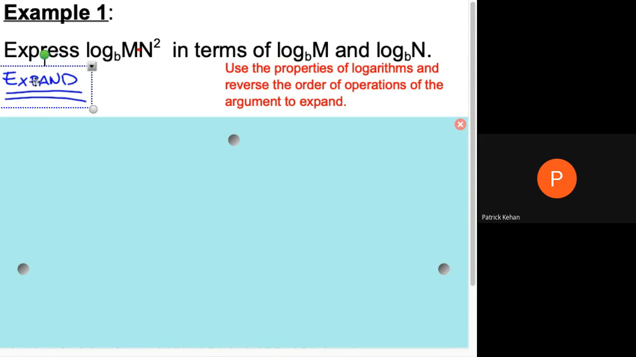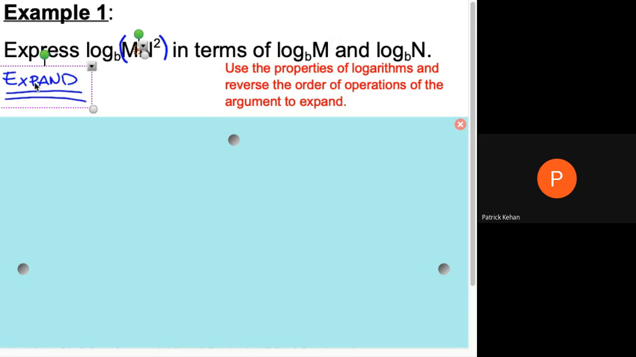So when you do this, you're looking at your logarithmic expression here, where the argument is m times n squared. You basically want to use the properties of logarithms and reverse the order of operations within that argument. The order of operations in that argument is, first you would raise n to the second power and then multiply that by m, okay? We're going to reverse that process to help us expand it. So the last thing you would do in the argument is really the first part of the expansion you're going to do. The last thing here would be the multiplication of m.